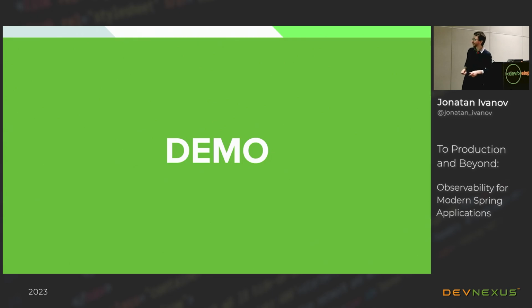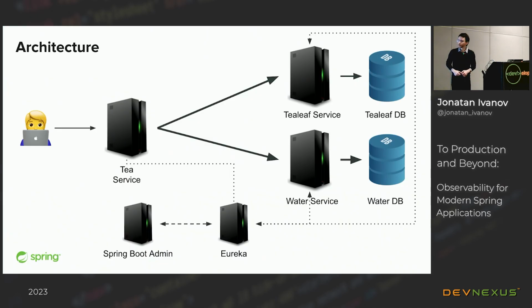Okay, I have a small demo application for you. And this demo consists of a couple of services. All of them are Spring Boot 3 apps. They are using Prometheus, the Micrometer Prometheus registry. They're using Micrometer Tracing with Brave. And they are emitting the spans into a Zipkin output.